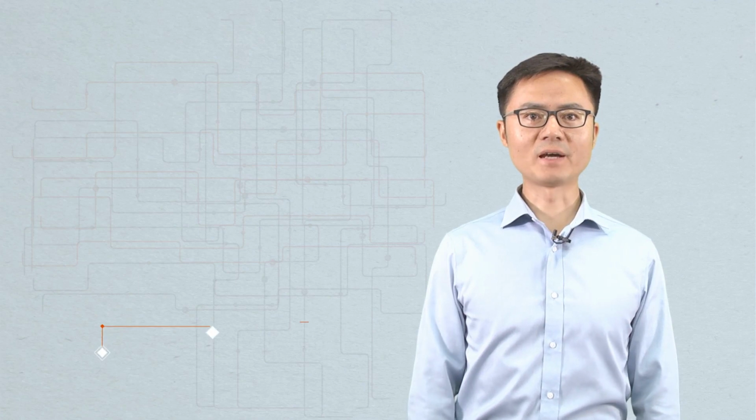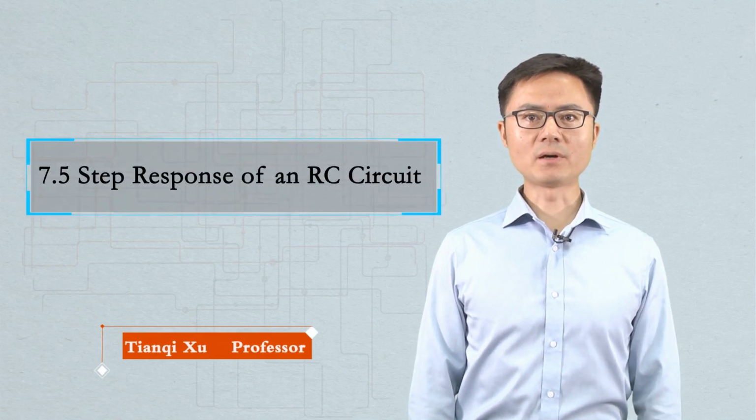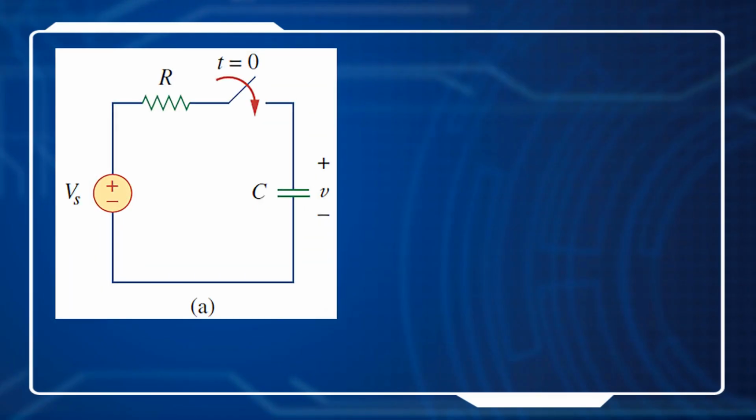Section 7.5 Step response of an RC circuit. You can find a circuit on the slide and you will find it is quite different from the previous ones because there is a source inside and there is a switch inside the circuit as well. But the switch is operated at t equals 0.